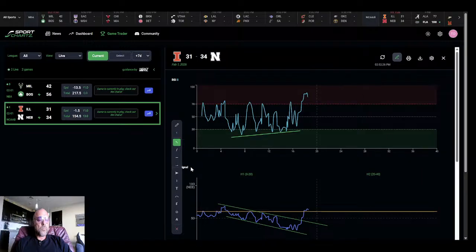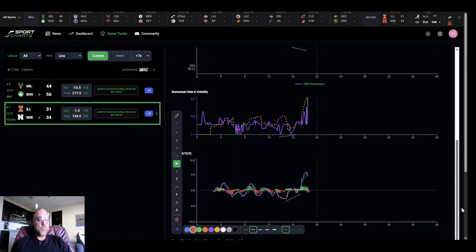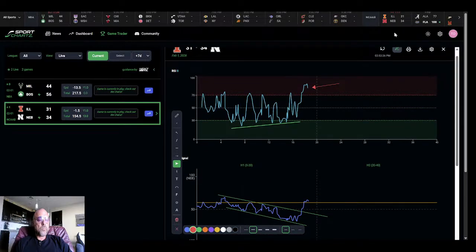We are very overbought though. There's going to be a little bit of give back here for Illinois. This is too overbought. We're at resistance. Yeah, we're turning down on the MACD. Way overbought. So Illinois is going to rally now. They're going to tie it up probably.